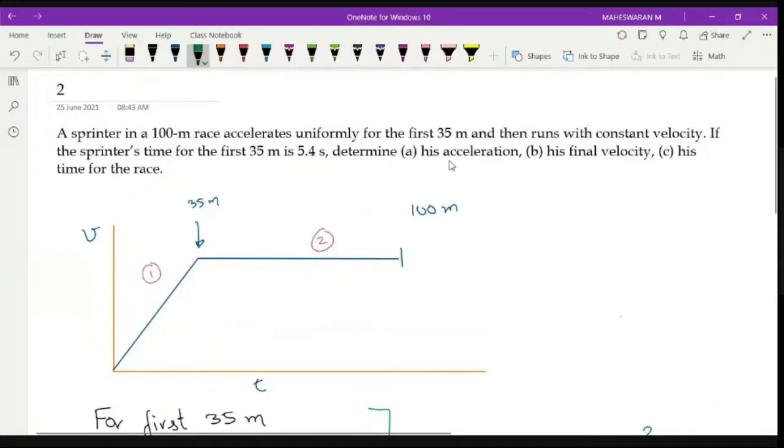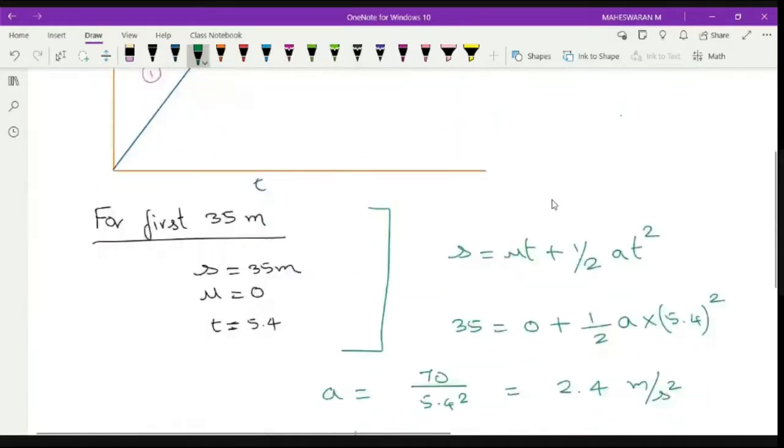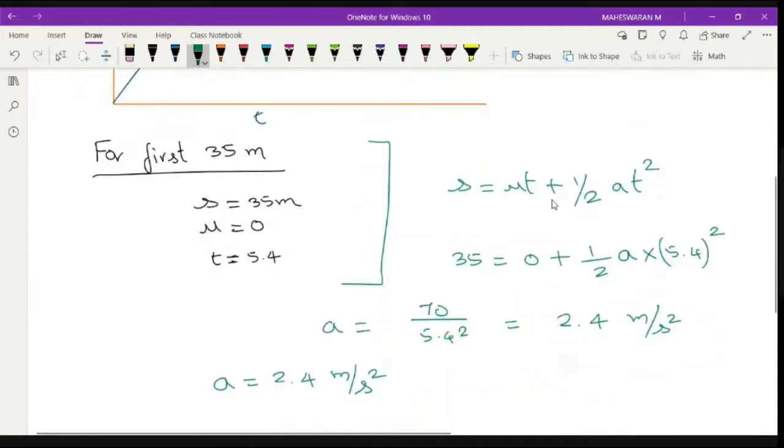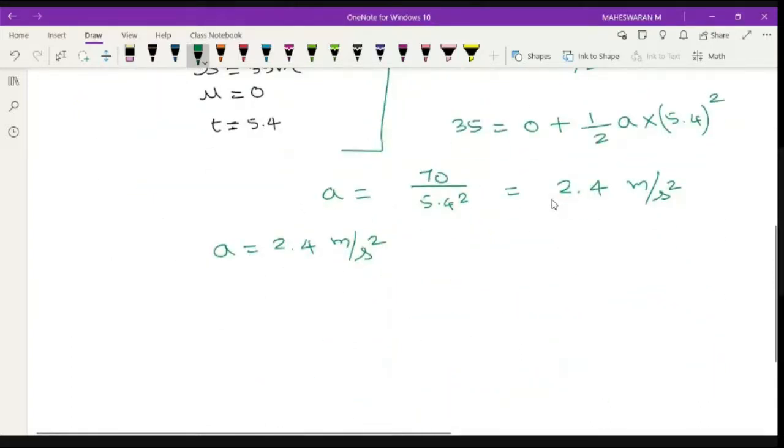So determine this acceleration. After that, your acceleration is zero. So this is my term which is related to the 35 meter. Then they're asking what is the final velocity and time. So velocity final, I think it is also the same, because it is a constant velocity, right? So to identify this velocity, I can use v is equal to u plus at, which means v is equal to u is 0, a is 2.4.